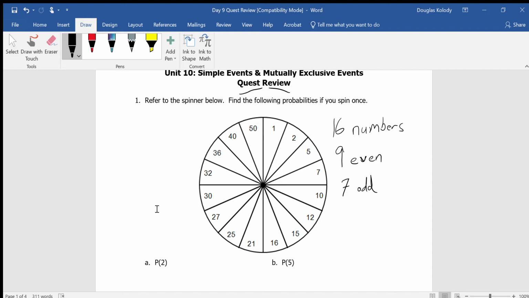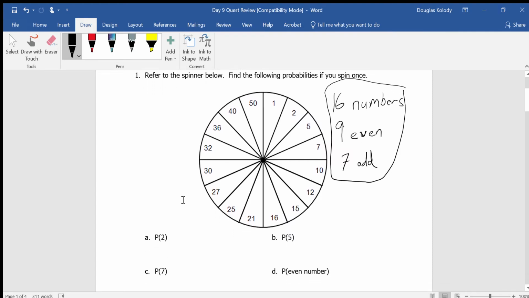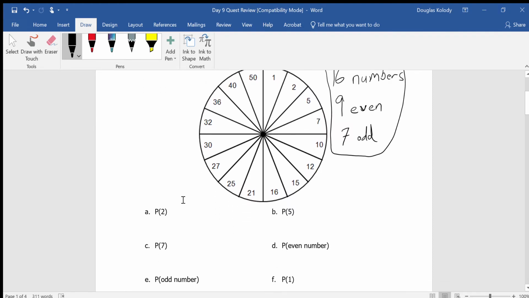Okay, so number 1, there's a spinner there, and just for brevity, I made a note that there are 16 numbers, 9 of which are even, 7 of which are odd. So if you spin this spinner, what's the probability that it's going to be a 5? 5 is just one number, 1 out of 16. An even number is, well, let's see, how many even numbers are there? 9. 9 out of 16. The probability of being a 1, there's only 1. So that is also 1 out of 16.